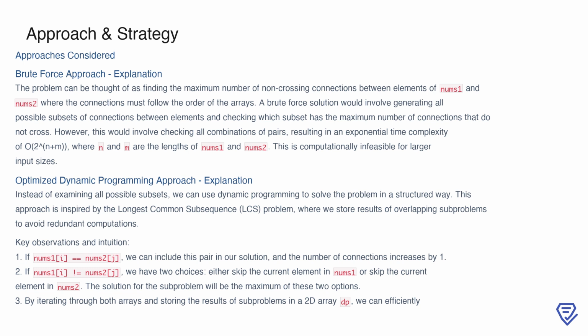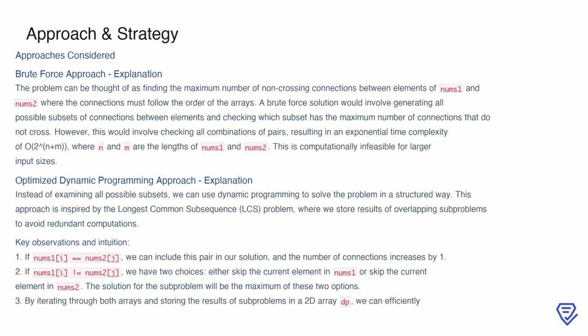To tackle the uncrossed lines problem, we can start by considering different approaches. The brute force method involves generating all possible subsets of connections between elements in the two arrays, nums1 and nums2. We then check which subset has the maximum number of connections that do not cross. While this method ensures we find the solution, it requires exploring all possible combinations of pairs. With n and m being the lengths of nums1 and nums2, this results in an exponential time complexity of O(2^(n+m)), which is impractical for larger inputs.